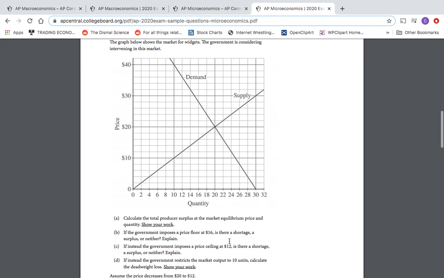C says instead the government imposes a price ceiling at $12. So price ceiling at $12. Ceilings are supposed to go below equilibrium. So obviously we know there's going to be some sort of misallocation of economic resources in this situation. So here they just want you to explain what that misallocation would look like. Is that a surplus or is it a shortage? That's your explanation.